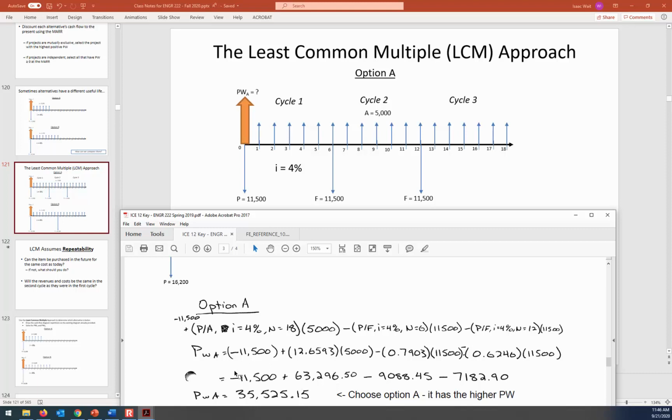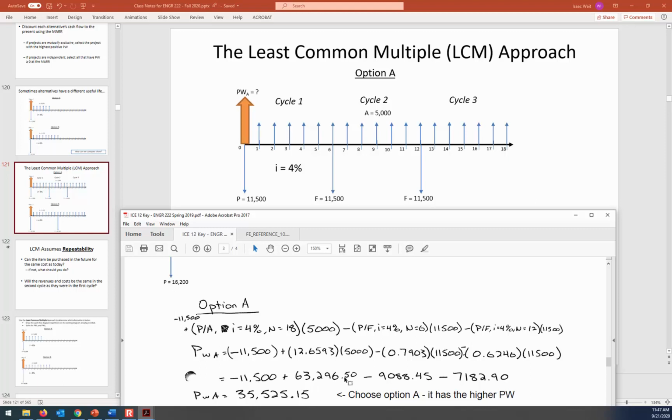So we're doing find P given A at 4% interest and N equals 18. So that factor when I go to look it up is 12.6593. So that's the factor that comes from this lookup. And we're multiplying it by 5,000 because we want to convert the ongoing repeating 5,000 into a single amount that exists at the present. And so both of those are at the present.